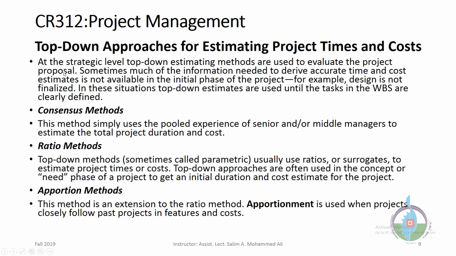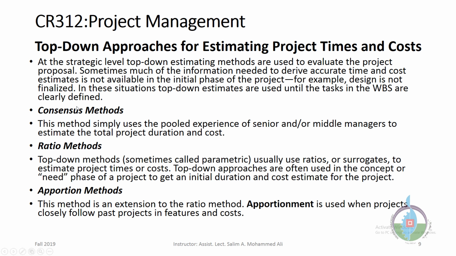At the strategical level, top-down estimate methods are used to evaluate the project proposal. Sometimes much of the information needed to derive accurate time and cost estimates is not available in this initial phase of the project. For example, the design is not finished yet. In these situations, top-down approach estimating is used until the tasks in the WBS are clearly defined. Then we can jump to the bottom-up approach.